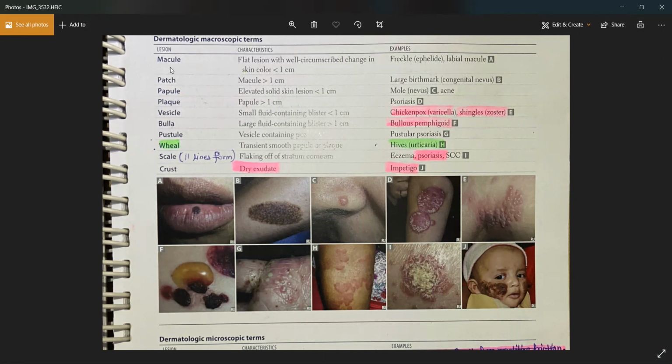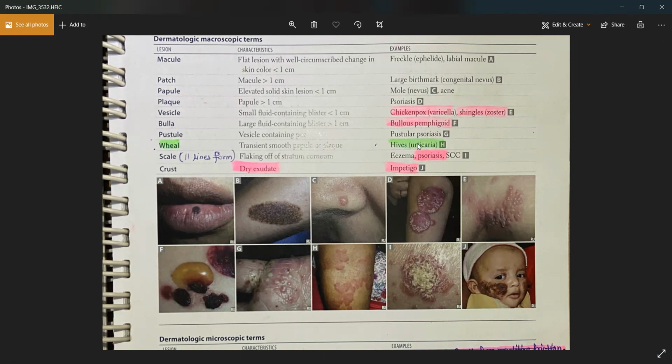Then you have the pustule, which is a papule filled with pus. Instead of water, instead of fluid, this raised lesion is filled with pus, right? And it is known as the pustule. Then you have the wheal, which is seen in urticaria, right?